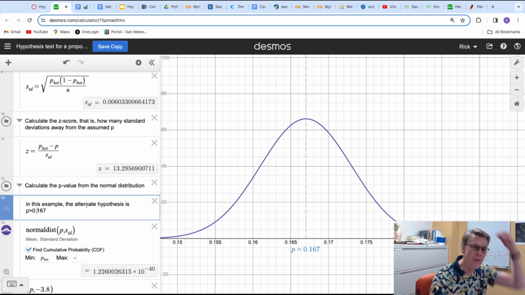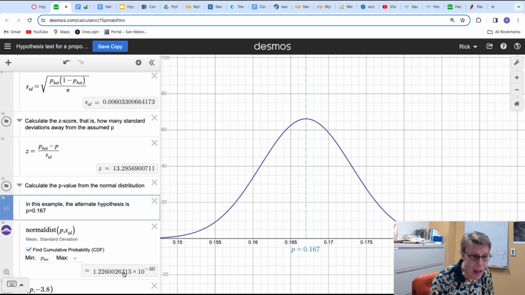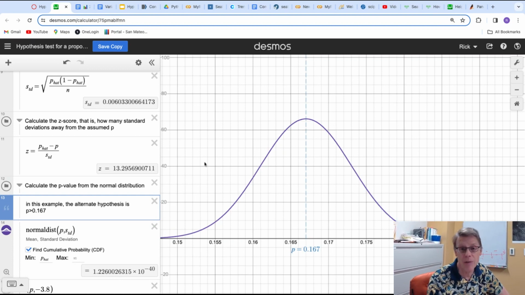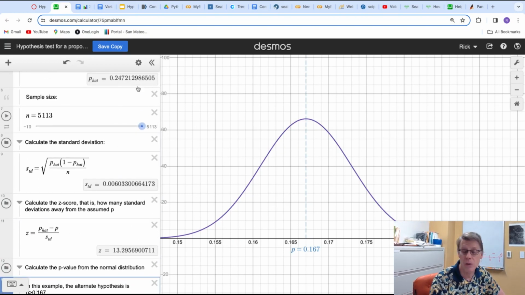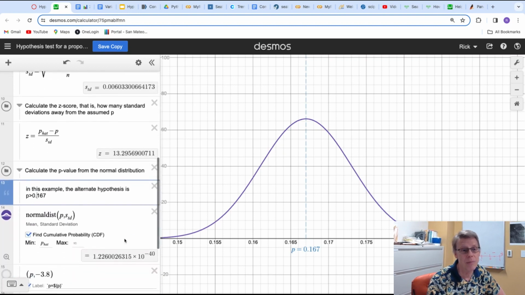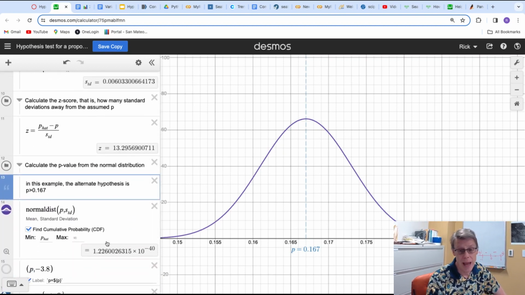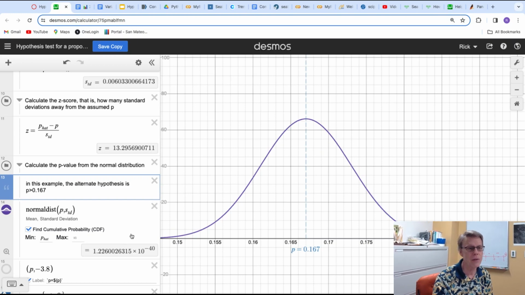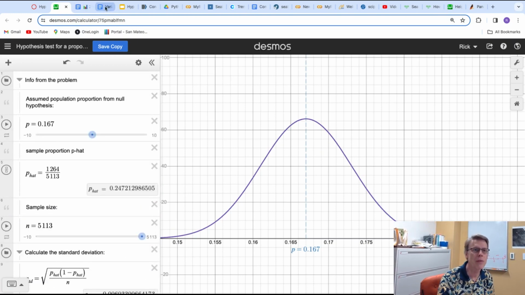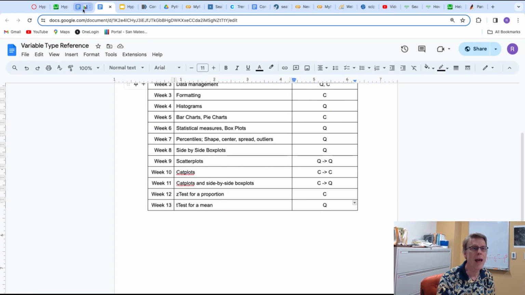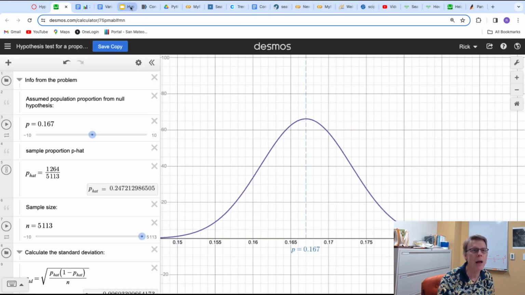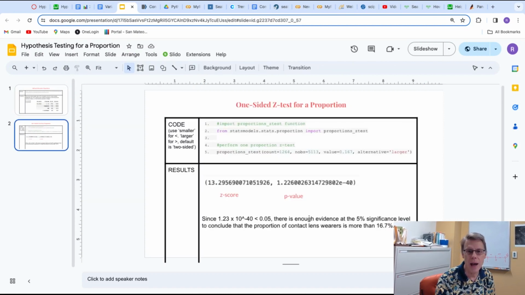So anyway, we only need this p-value, this probability that I randomly pick from this sampling distribution and get something at least as big as my p-hat, because it's a right-tailed test. The chances are basically 0. So we have significant evidence to say that our alternative hypothesis is probably the case. We have enough evidence to reject the null. I'm looking for my slide. Where's my slide? We have enough evidence to say that the population proportion who wear contact lenses is greater than 16.7%.